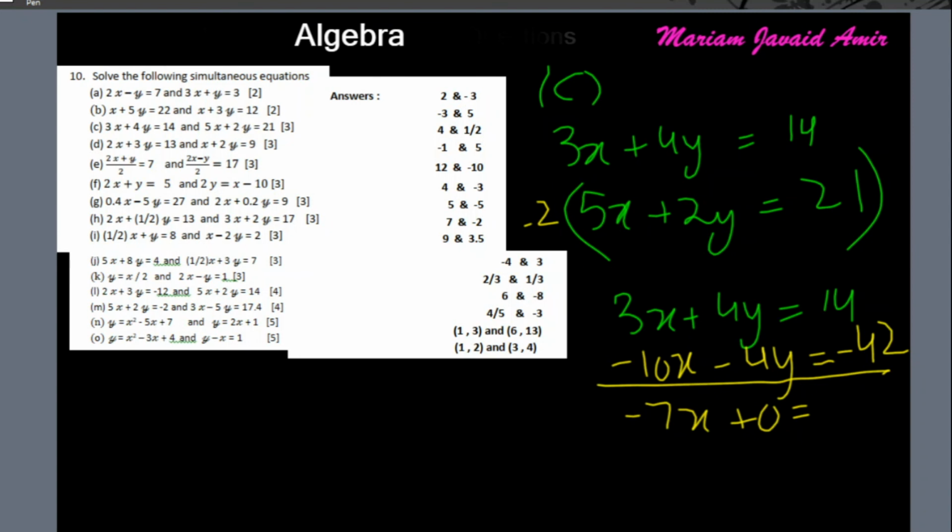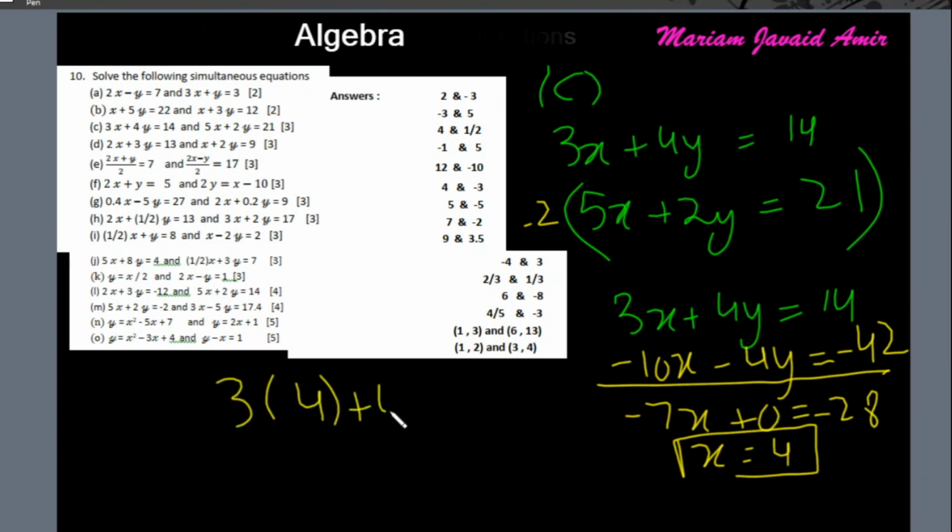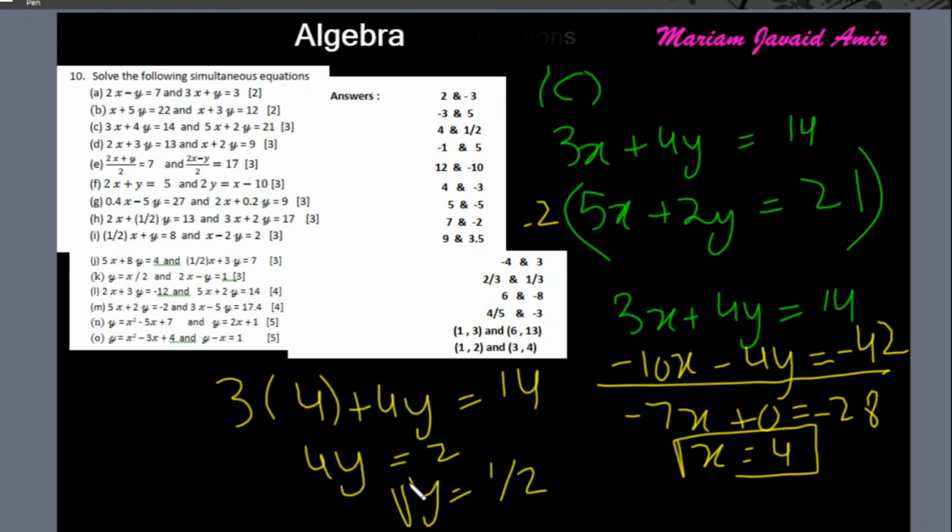Minus 42 plus 14 is minus 28. And when we divide, we get x equals 4. Now put it back into any of the equations above. I'm substituting it in the very first equation. So I get 4y equals 2, so y equals 1 by 2. These are the two answers for part C.